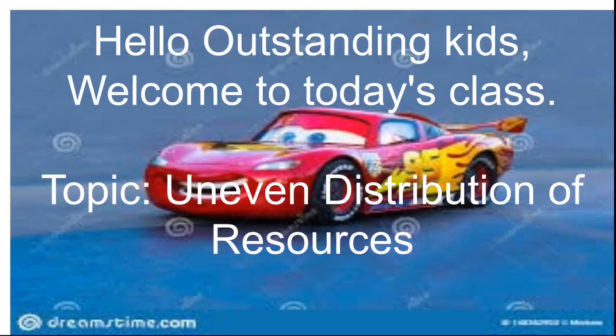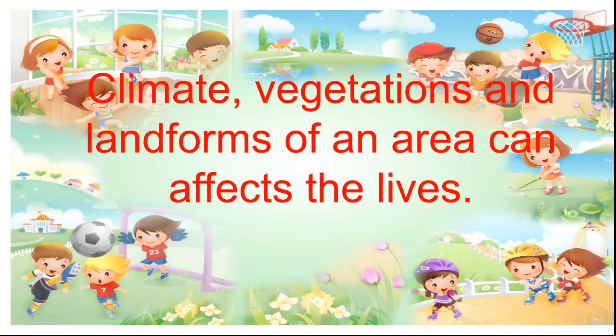Today, our topic is uneven distribution of resources. Now, previously in Book 3, we learned that climate, vegetation, and landforms of an area can affect the lives of people. This aspect of geography can affect the food people eat, the clothes they wear, and the way they earn a living.